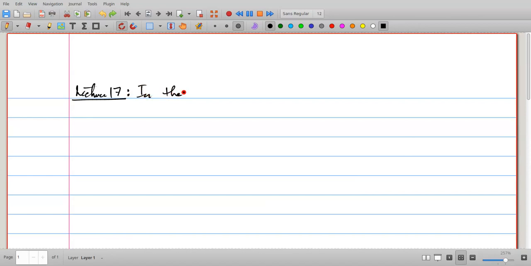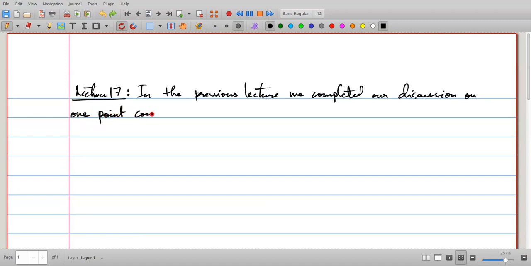So in the previous lecture, we completed our discussion on one-point compactification of a non-compact, locally compact topological space.